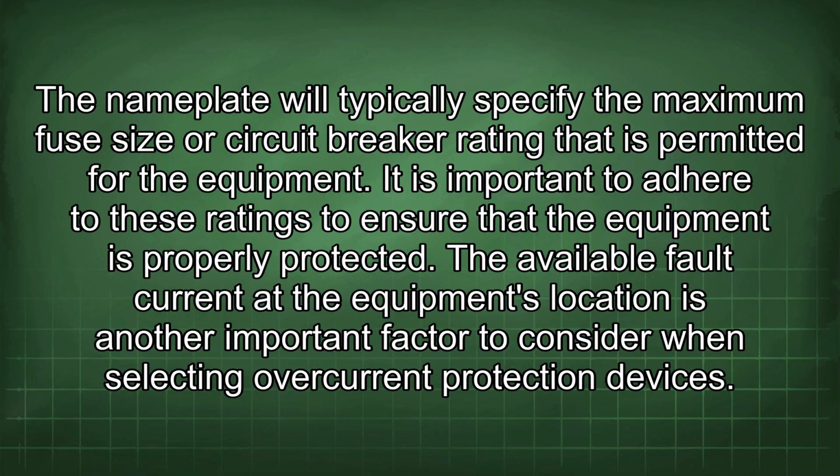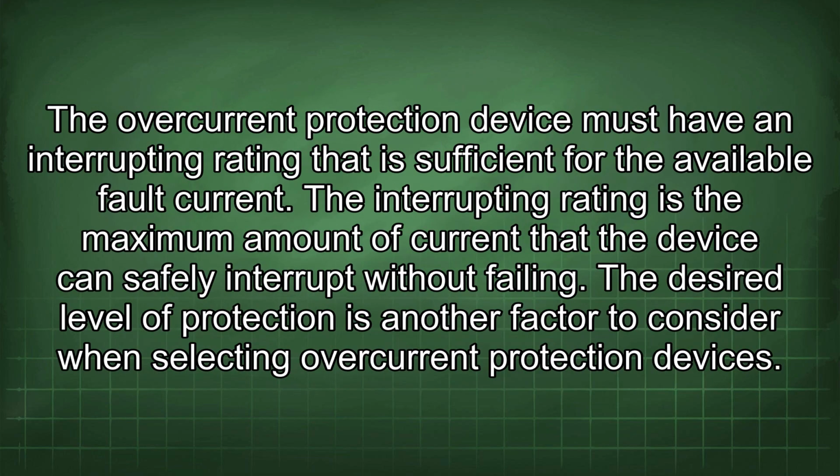The available fault current at the equipment's location is another important factor to consider when selecting overcurrent protection devices. The overcurrent protection device must have an interrupting rating that is sufficient for the available fault current. The interrupting rating is the maximum amount of current that the device can safely interrupt without failing.